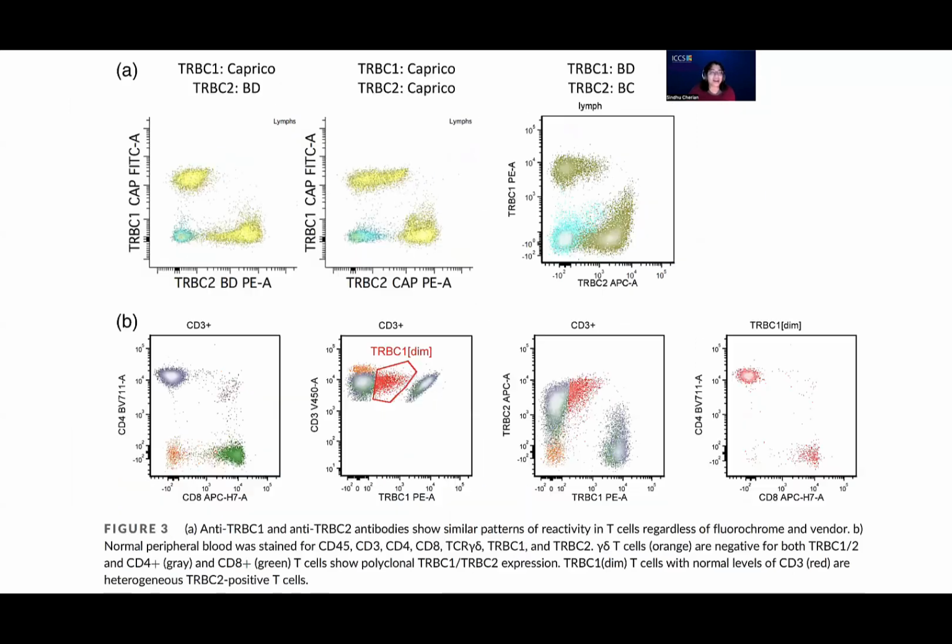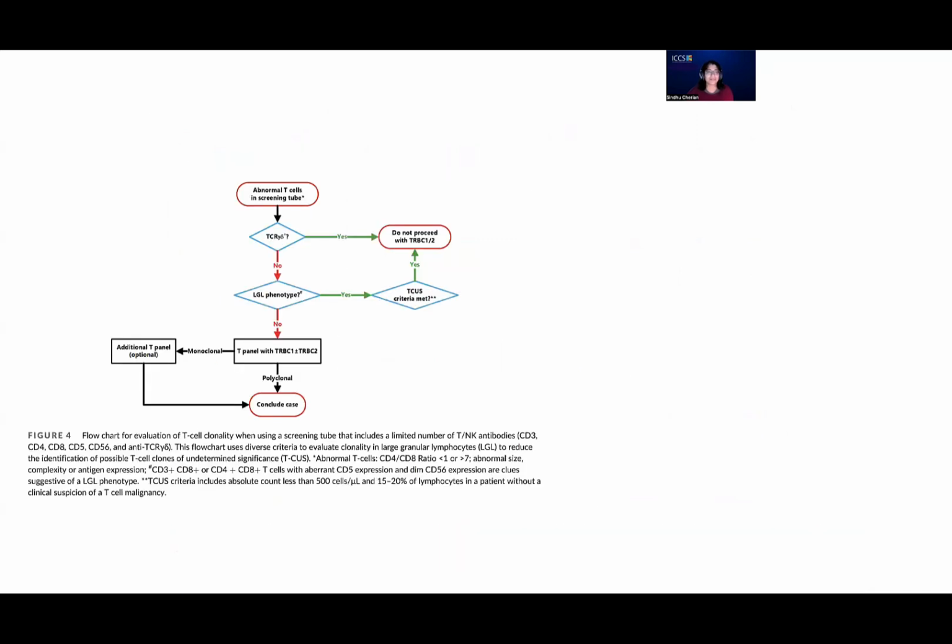And then we have lots of examples of the use of TRBC1 and 2, which are becoming more and more common in clinical flow cytometry practice. So if you're bringing these on in your laboratory, it will be useful to see how these are being used and how they can be best utilized. Finally, they present to us a figure which gives a diagnostic algorithm one can consider when evaluating abnormal T cells.